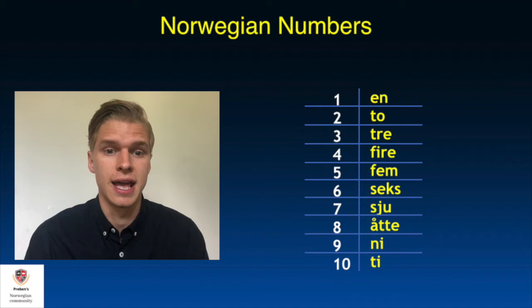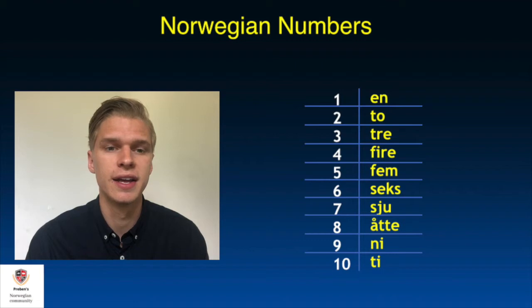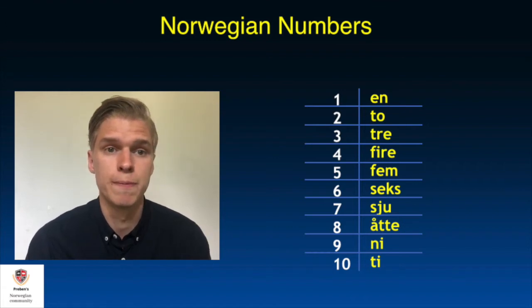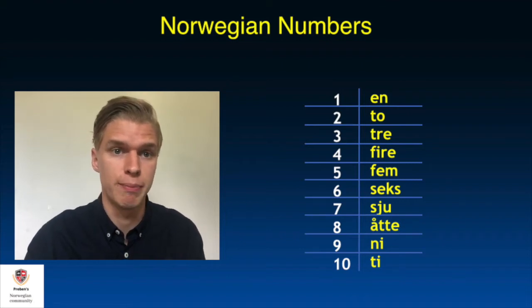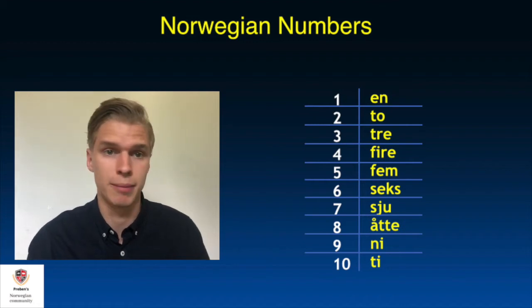So we have en, 1, 2, 3, 4, 5, 6, 7, 8, 9, 10. Pay really attention to the number 7. It can be that the pronunciation is difficult for you, so just practice that one, because for me it's the most difficult one. Okay, that's 1 to 10. Just memorize it and learn it.